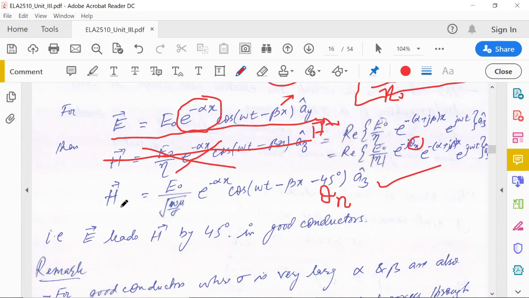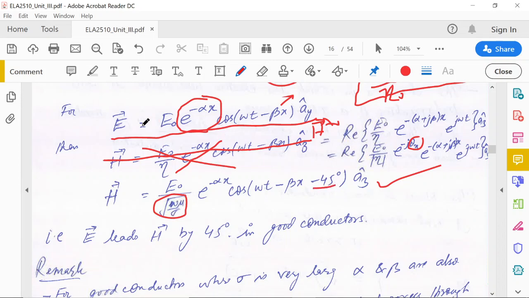So in this case, H is equal to E naught over the magnitude of eta. This is a real quantity, as we assume E naught to be real. So E naught over this will be the H naught, the attenuation factor remains the same, and now it will be cos of omega t minus beta x minus 45 degrees. So two things happen here. It is divided by the magnitude of eta, and it is now delayed by 45 degrees.